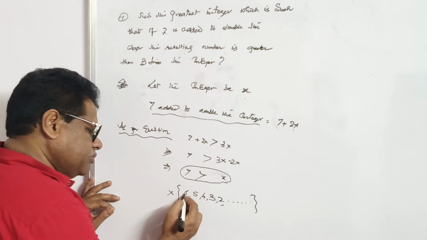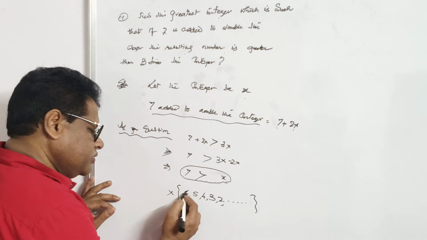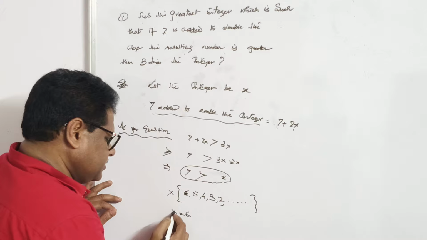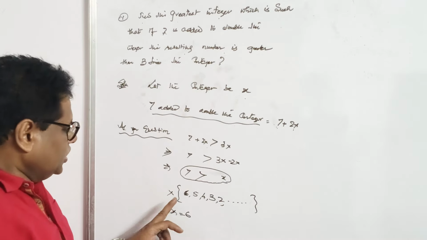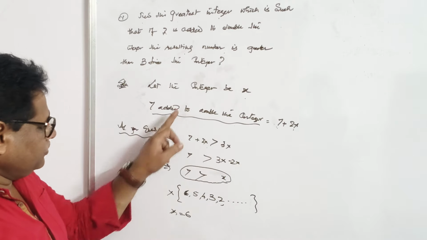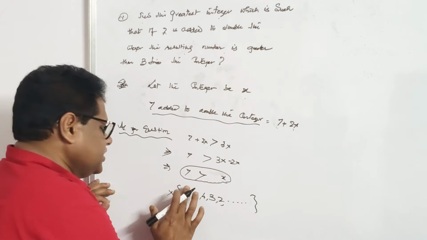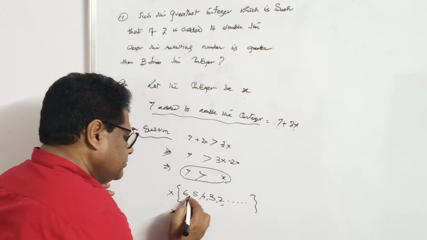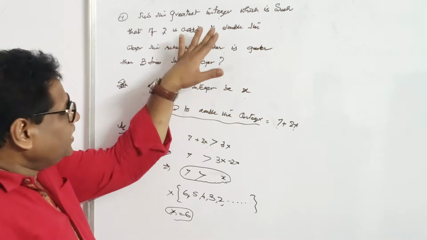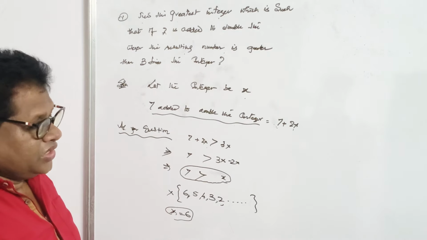Now since you have to pick up the biggest integer among the list, the value of x will be 6. So among the list that satisfies the inequation as per the question, this is the biggest integer. So 6 is the biggest integer. Okay, so I hope you have clearly understood this.